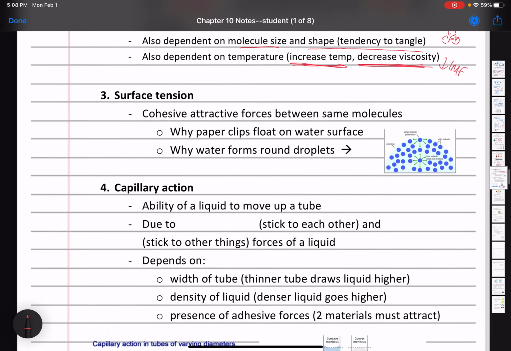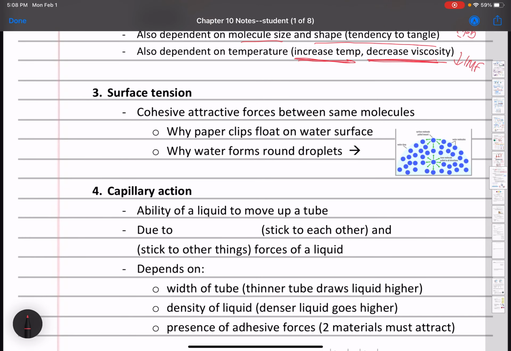Something that's similar and related to viscosity is surface tension. Surface tension is a characteristic of liquids. If you have a drop of water, for example, and you put it on a countertop, it doesn't spread out flat. Water tends to form round, dome-shaped droplets, and that's due to the cohesive attractive forces between the water molecules.